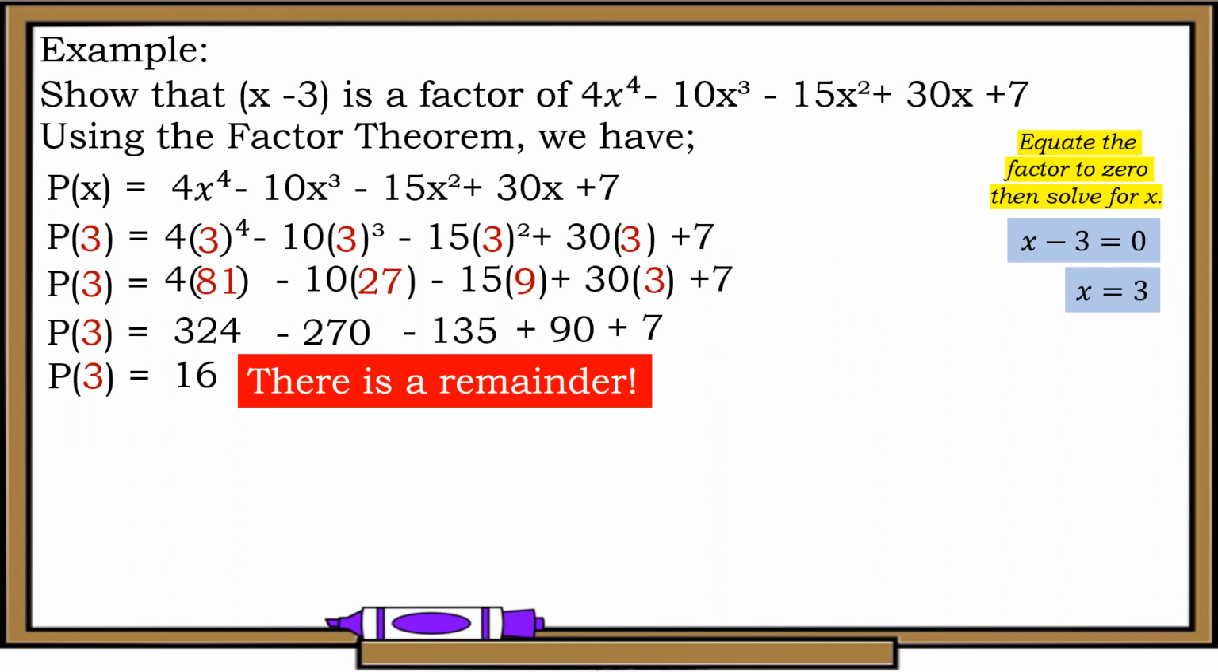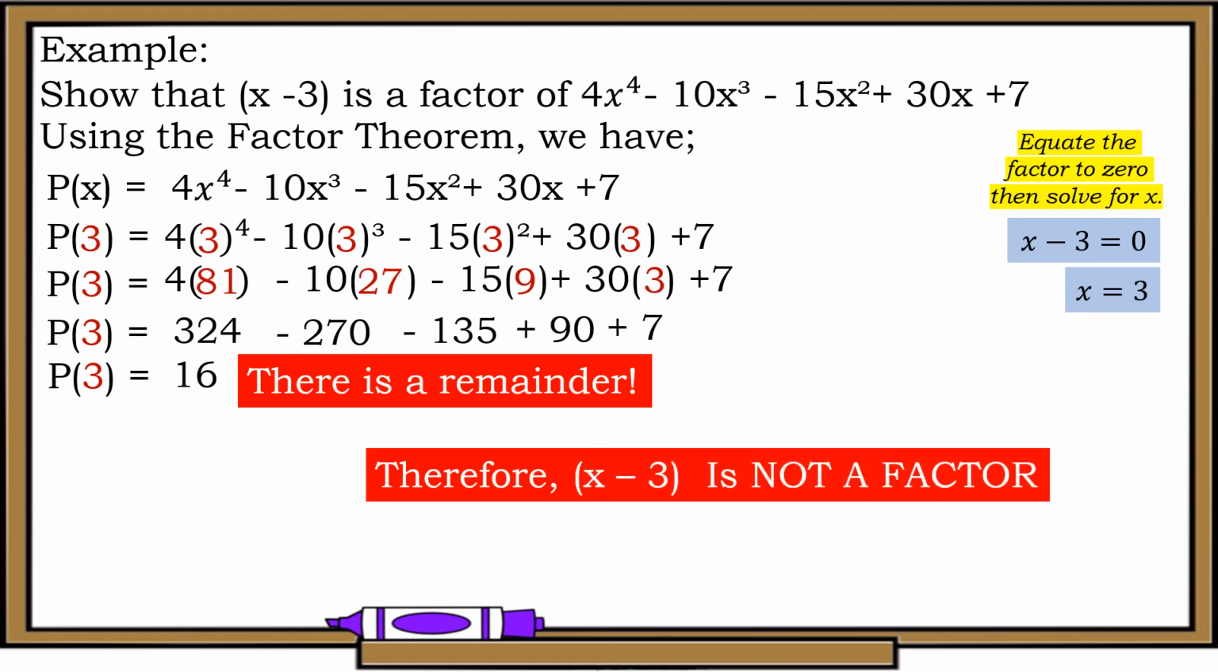So, ibig sabihin, oh, there is a remainder. May remainder. So, ibig sabihin yan, hindi nag-zero kasi dapat 0 ang P of 3. So, therefore, x minus 3 is not a factor. Kasi, dapat kasi, 0 yung P of 3 niya para maging factor siya. Dapat walang remainder.